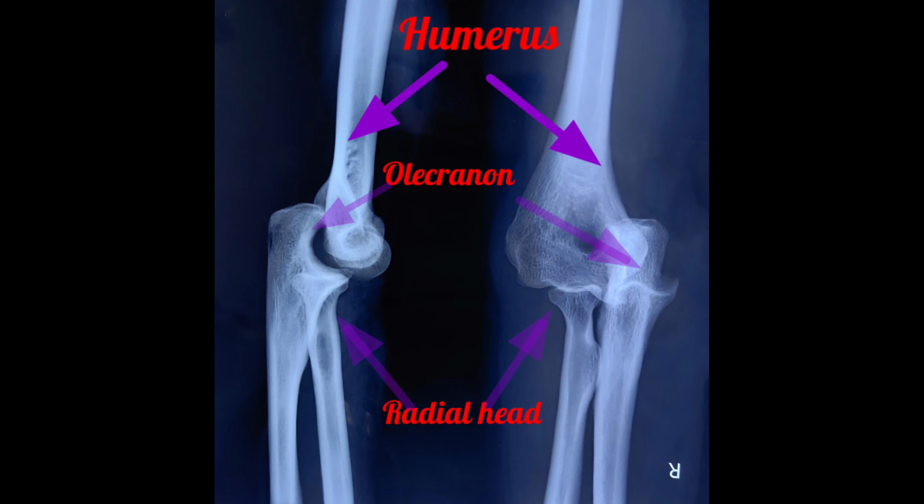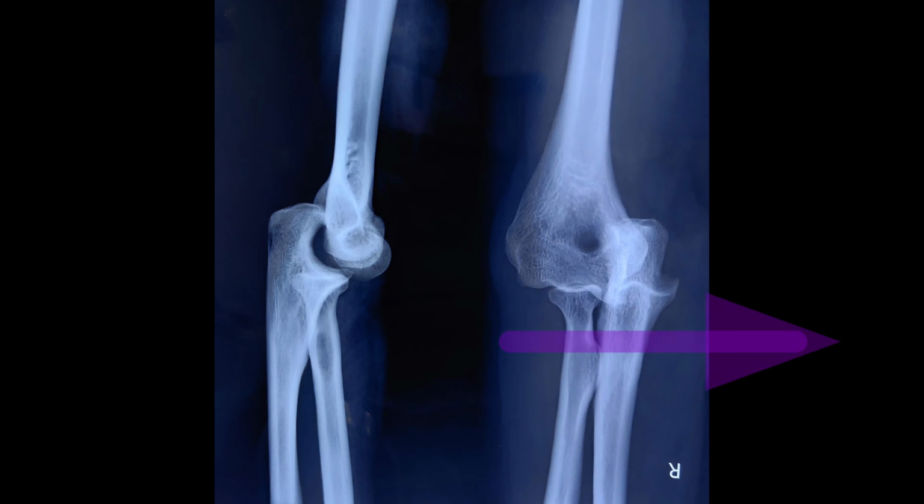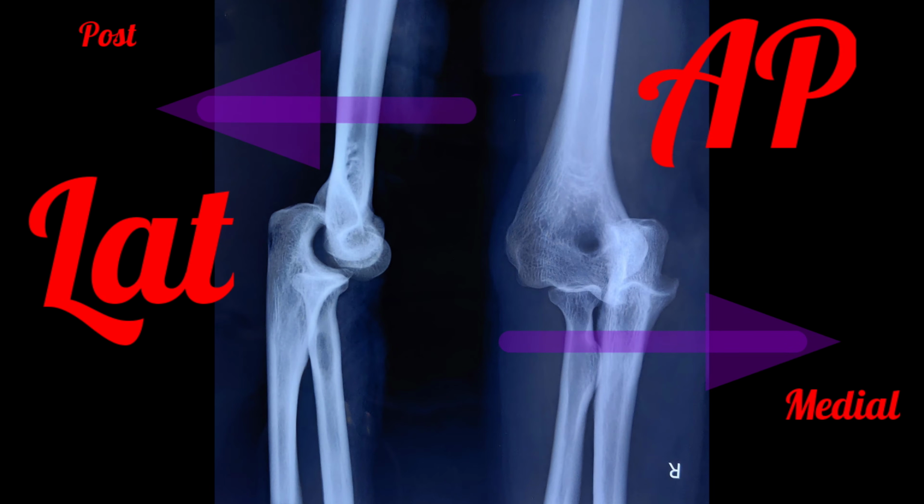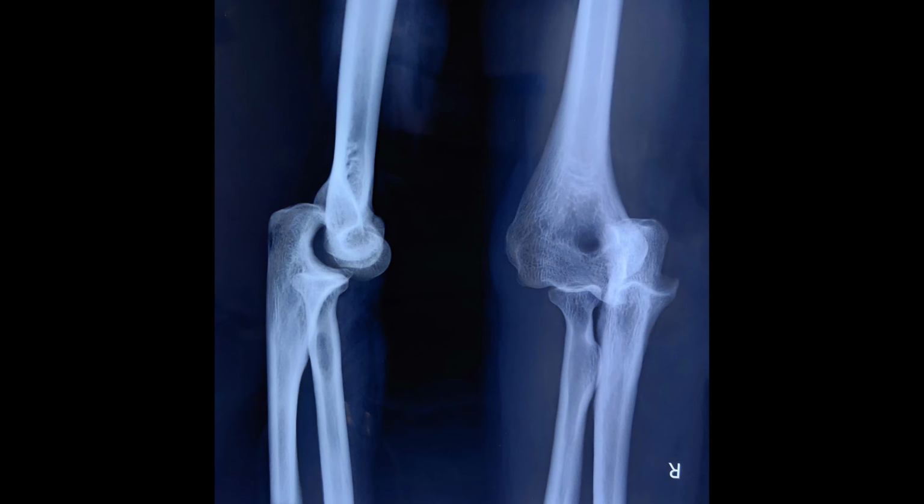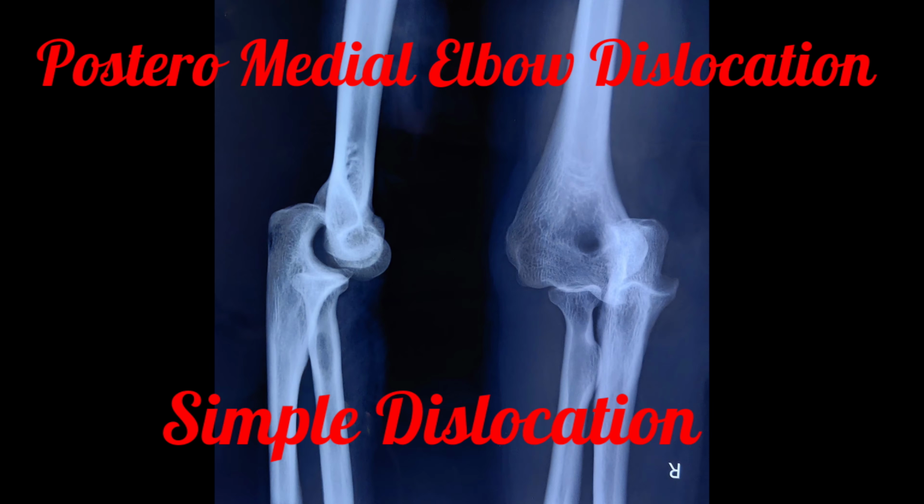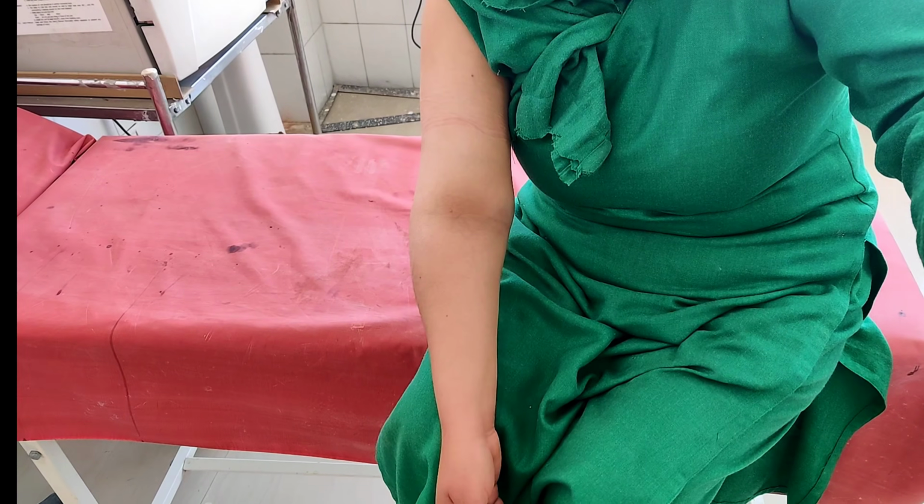Here we can see in the anterior-posterior view there is a medial displacement, and in the lateral view there is a posterior displacement. Hence, it is a simple dislocation, and because of the displacements, it is a posterior-medial elbow dislocation.